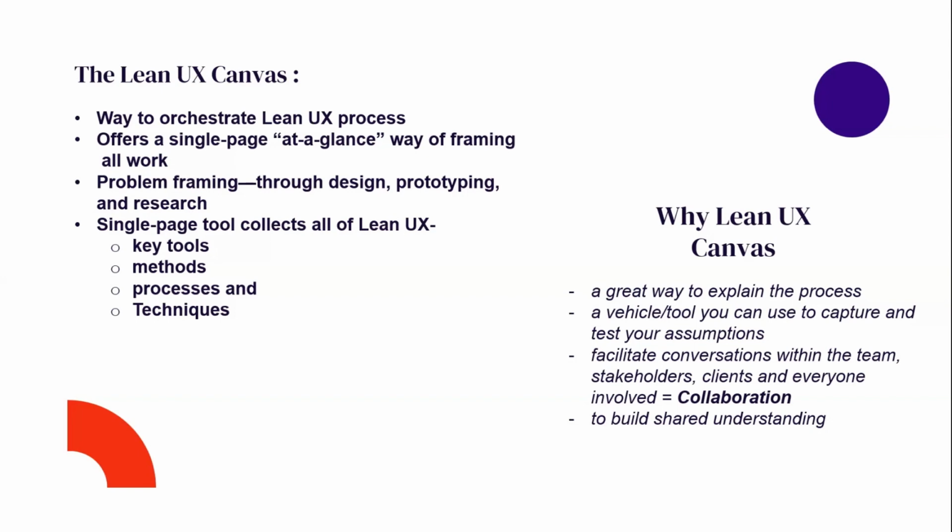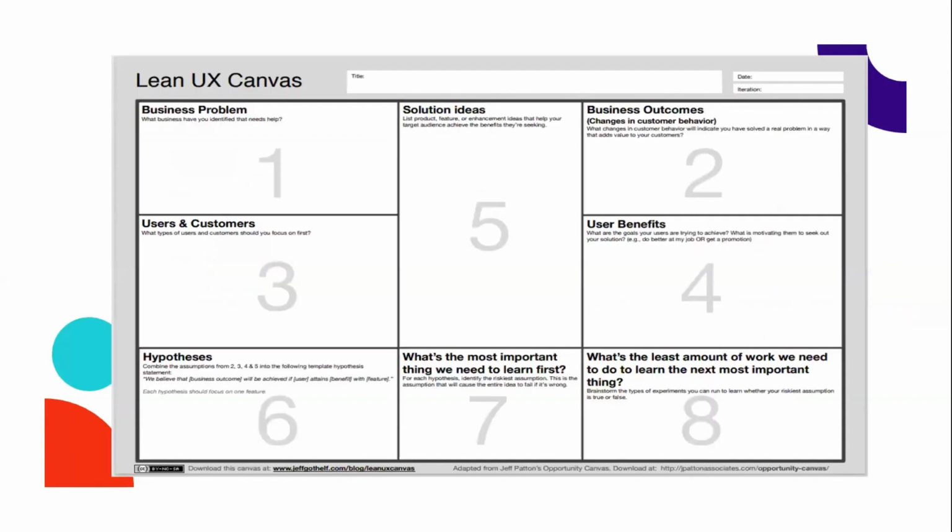This is the canvas where we can see that there are 8 boxes, or 8 sections. The first one talks about the business problem: what business problem we are going to solve. That is being discussed here. And in this box, the author talks about how we are going to create that business problem statement.